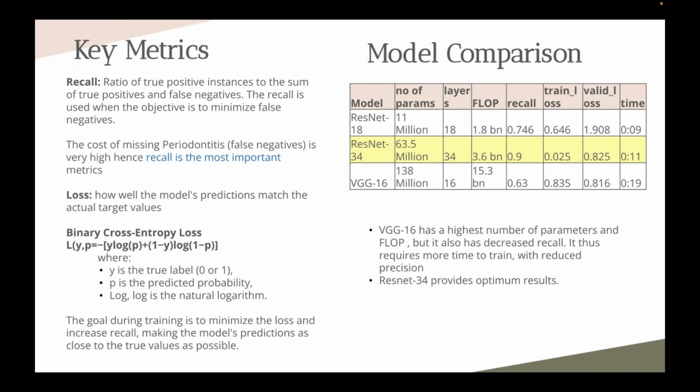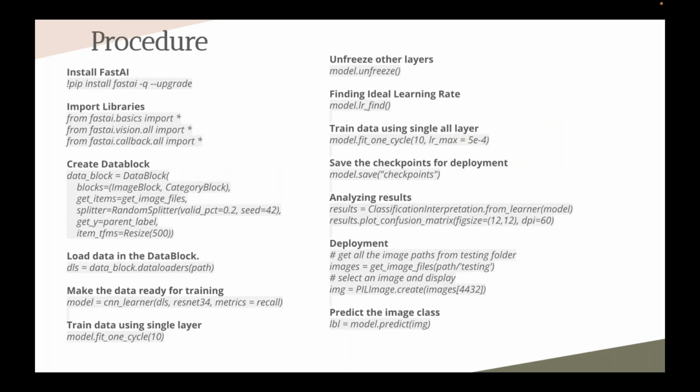So how I evaluated my model's performance. One metric I used was recall, which is the ratio of true positive instances to the sum of true positives and false negatives. I also used loss, which is how well the model's predictions match the actual targeted values. The goal is to minimize the loss and increase the recall. When comparing three models after training each one of them, I saw that ResNet 34 had the highest recall and the lowest loss, with an intermediate run time of around 11 seconds.